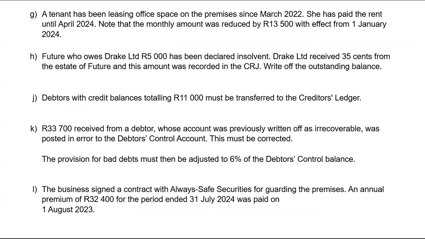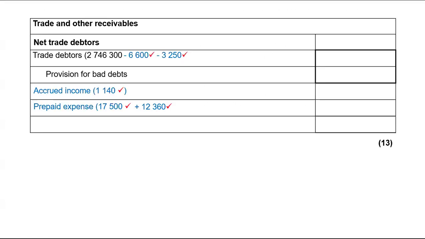Now, that means already our debtors control has been reduced by 11,000, and that was wrong. So we need to go to the debtors control and add it back because we can't have a debtor that has a negative balance. I am going to add back the 11,000. At the same time, I am going to go to creditors control and add that 11,000 rand because it wasn't supposed to have been subtracted from debtors control.